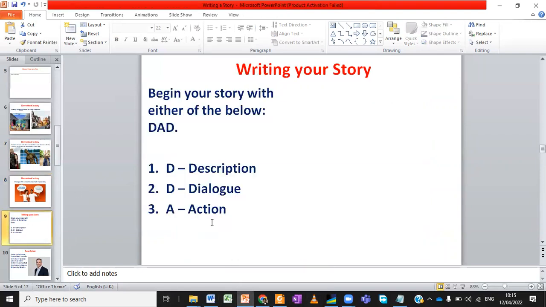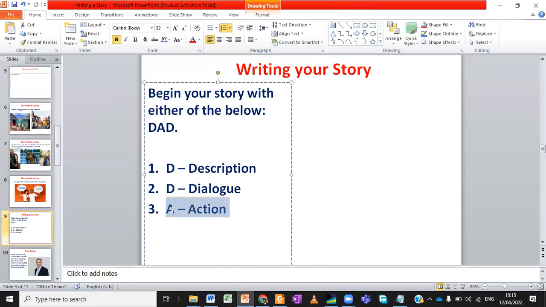Now, when writing your story, most people have the problem of where to begin. So I advise, when you want to start your story, you can start with this formula. Use any of those words. I call it DAD. Either you start with description or action or dialogue. Begin your story with that.